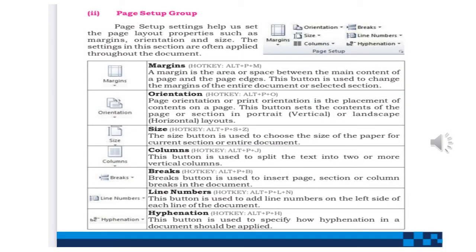Come to the second group, that is the Page Setup group. Page Setup settings help us set the page layout properties such as margins, orientation, and size. The settings in this section are often applied throughout the document, and it is a long list to discuss. Let's find out what these options are used for.